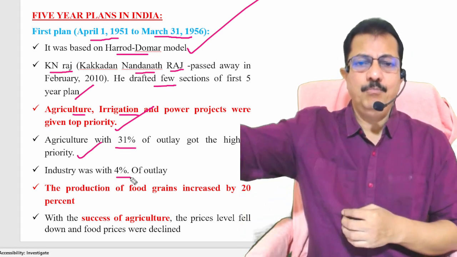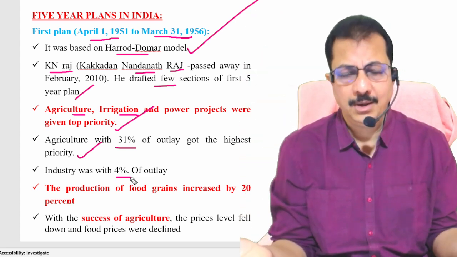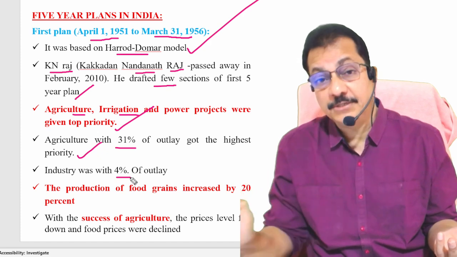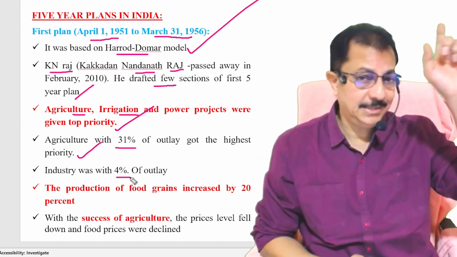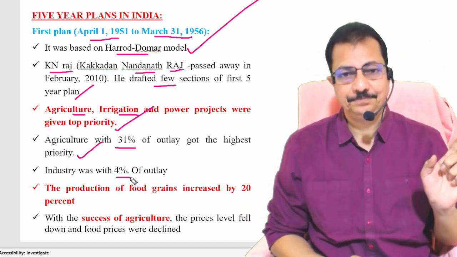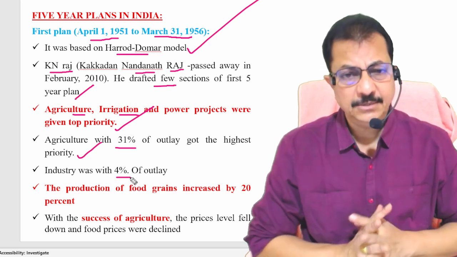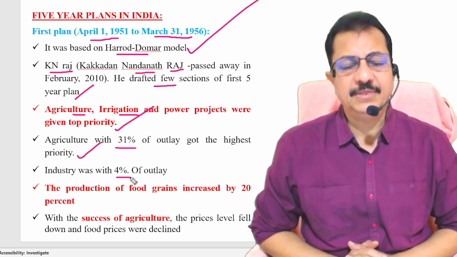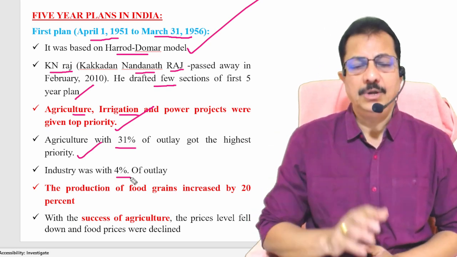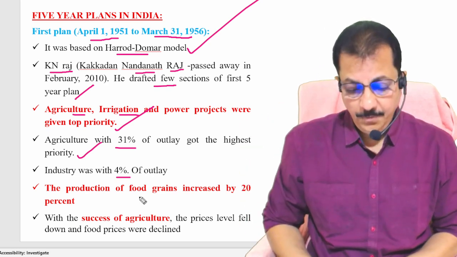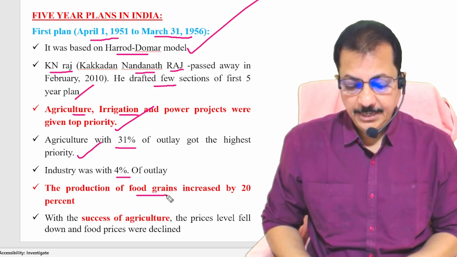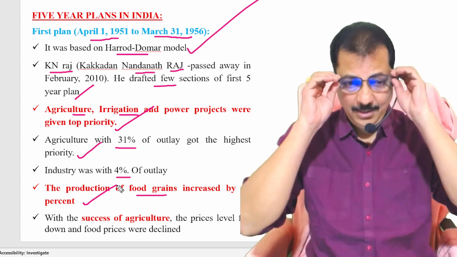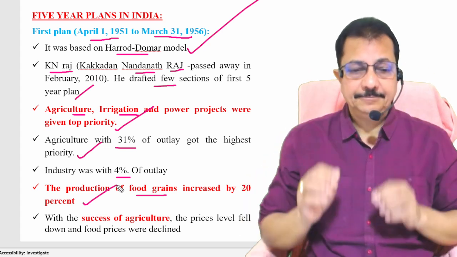You cannot import from other countries because you are not in a position to pay the import bill. Clear? Today's situation is different. I want you to understand the situation of those years. Am I clear? That is the reason why agriculture was given the topmost priority with 31% outlay. Outlay means allocation. Now, the production of food grains increased by 20%. Luckily, everything went on well. Agriculture was given the top priority.